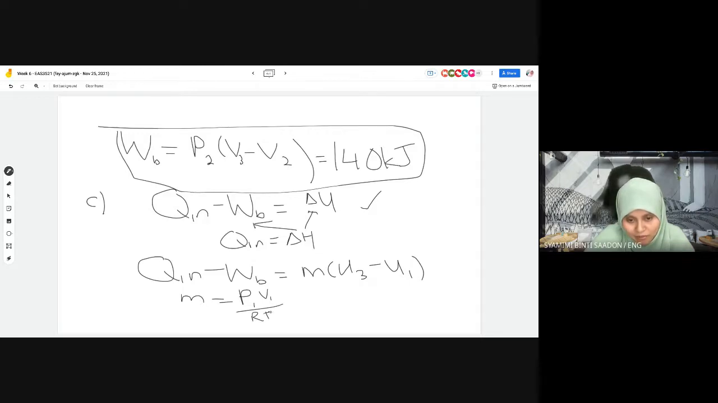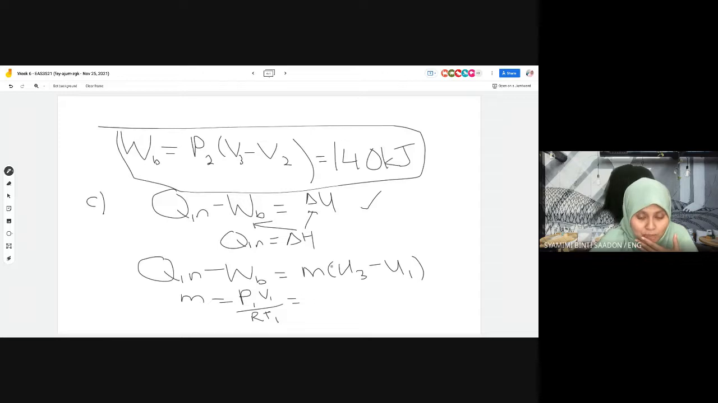PV1 equals mRT1, because we have all the values at the initial point. This is the ideal gas equation from just now. We use the initial point because it is better, since the initial point is given. In case we make a mistake in the calculation of state 2 or state 3, at least we use the initial point given, so our parameter is always correct.